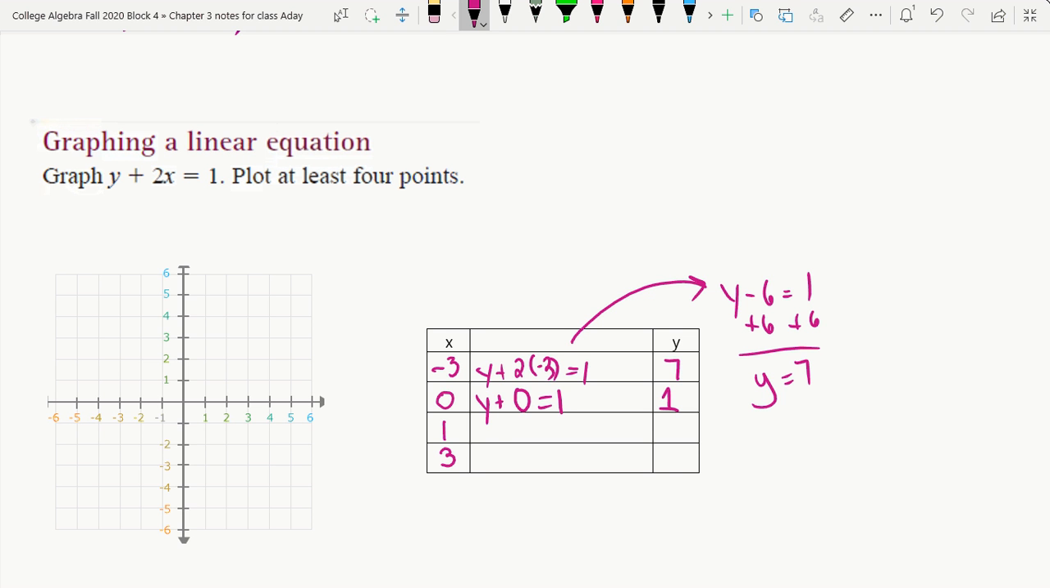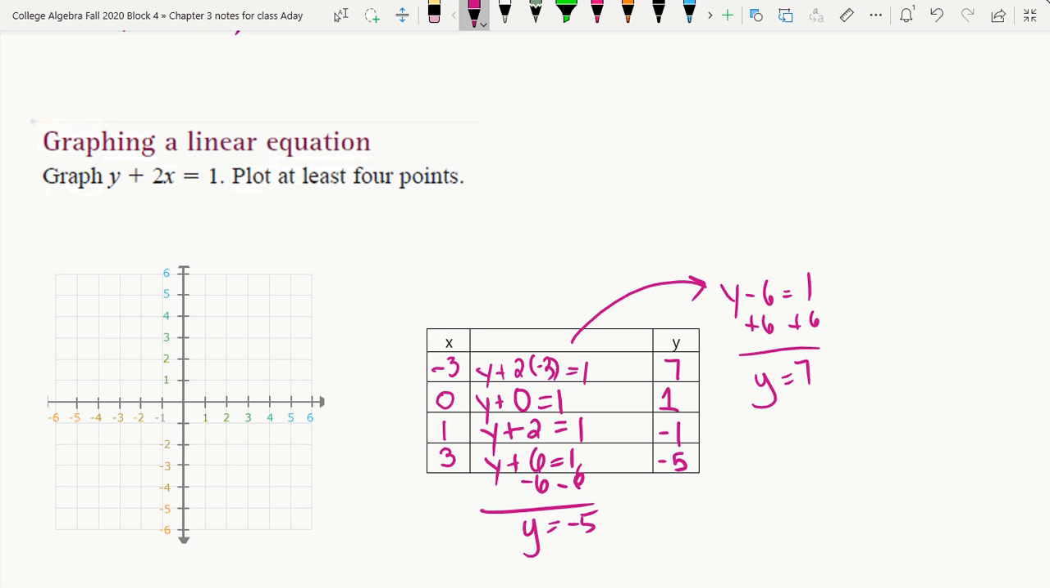The next one is y plus, I take 2 times 1, I get 2, equals 1. Solving for y, you could see -1, subtracting 2 from both sides. And when you put in 3, you get y plus 6 equals 1. Subtract 6 on both sides. So y equals -5.